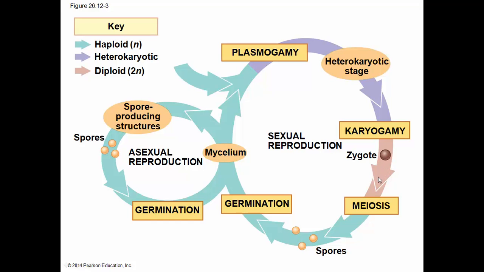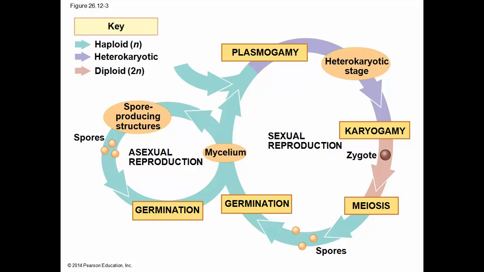The heterokaryotic stage is not really haploid and not really diploid, but it's where the two nuclei of the different types exist in the same mycelium, and they could exist in that stage for days or weeks or even years. Some say even centuries may pass between plasmogamy and the next stage of the sexual cycle, karyogamy.